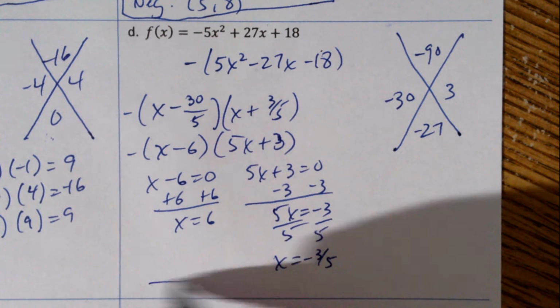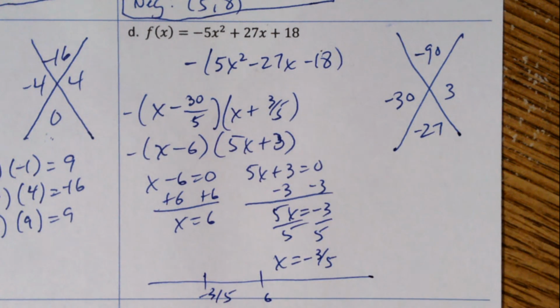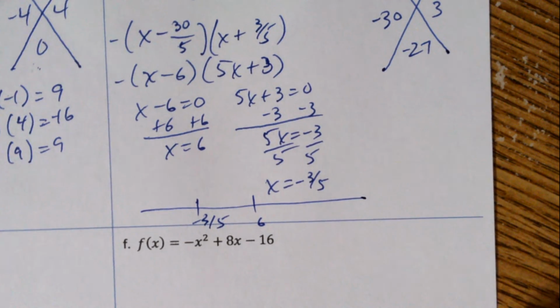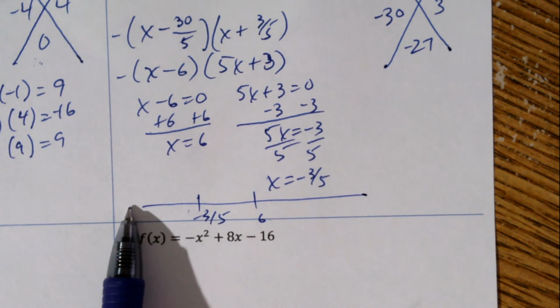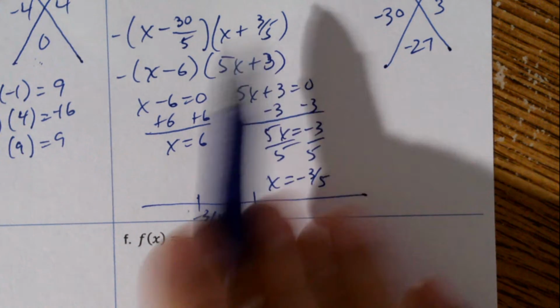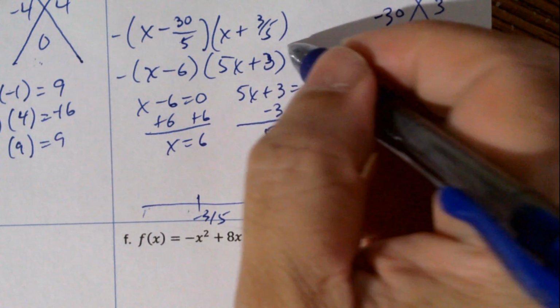All right, so we'll make a number line. It's negative 3/5 here and 6 there. All right, negative 3/5 and 6. Pick a number left of negative 3/5, and let's see, that would be, say, negative 5. Let's plug in negative 5. So I'm using this version.